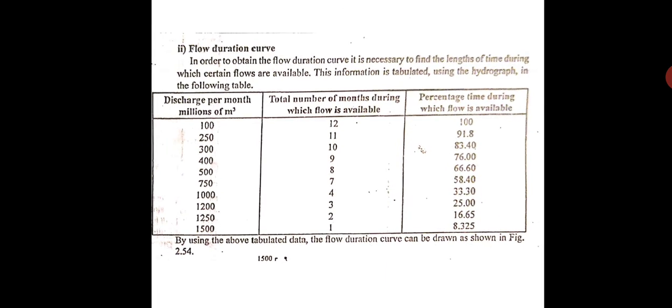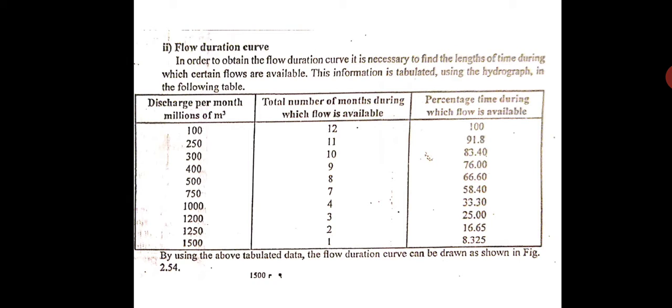Next, the flow duration curve. This flow duration curve is also based on the values given. I will rearrange the values in the table. First I will put it in the increasing order from 100 millions of meter cube per month to 1500, the maximum. Whatever values are given month wise, the same values I have put here.